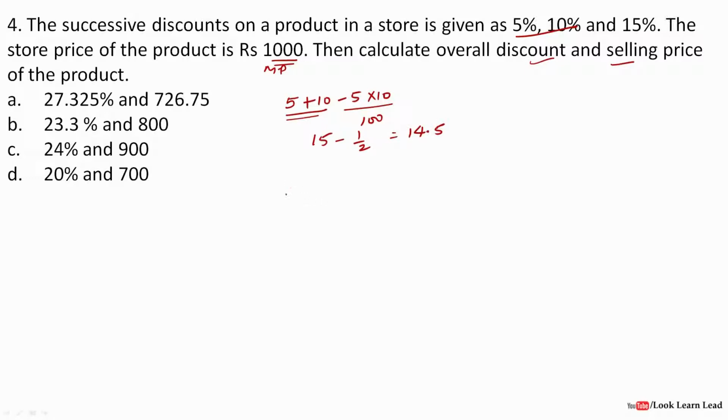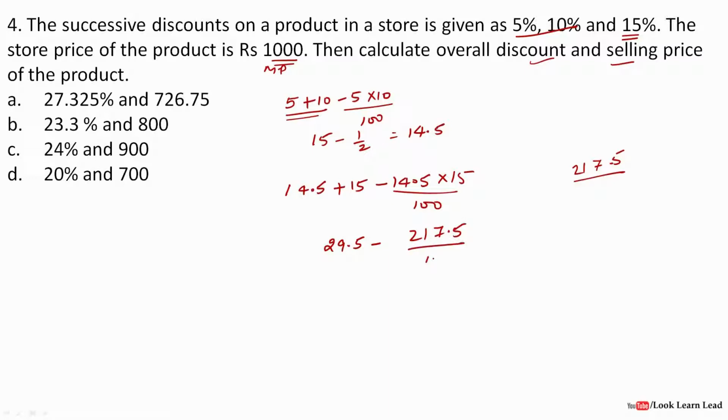Okay. Next we would calculate it for 14.5 and the remaining one, the 15. 14.5 plus 15 minus 14.5 into 15 upon 100. Okay. So I'll just multiply these. This would be 29.5 minus. I'll just multiply this. I'll get 2175.